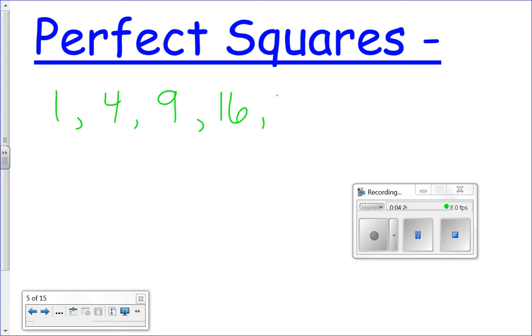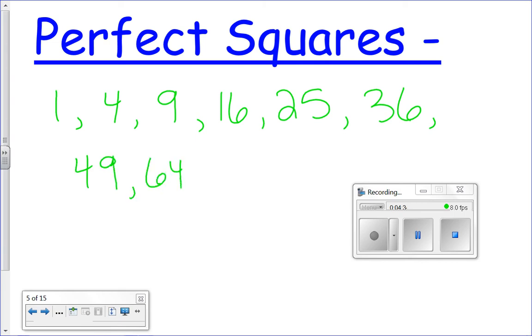16, 25, 36, and this would keep going forever. You don't necessarily need to memorize all the perfect squares from 0 to 1,000 or anything, but I would definitely recognize the perfect squares from 1 to 100. So you recognize them and you know them and you can think of them quickly.